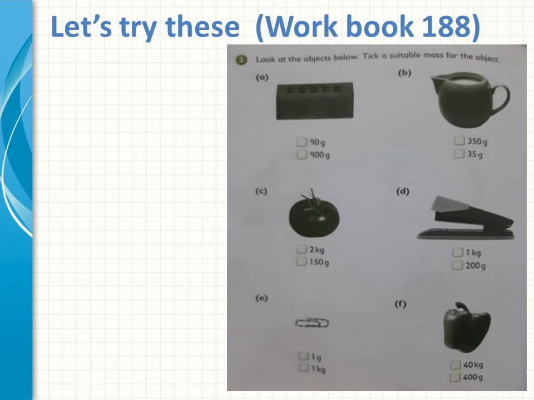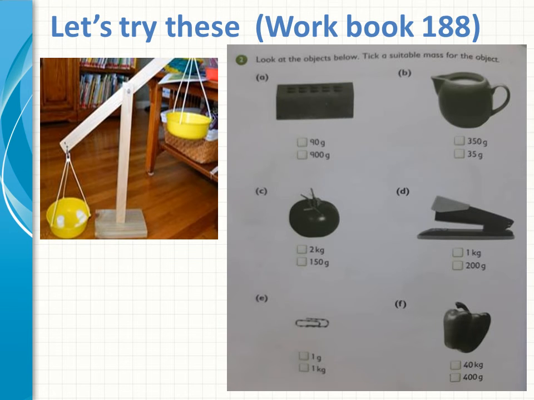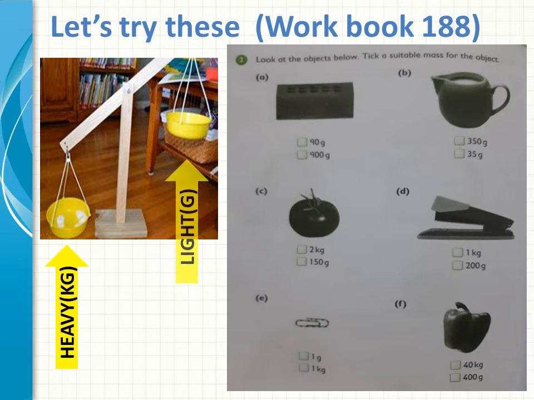108. Now look at this, our workbook page 188. Let's try to solve it. We have these items and it is saying to us we should take the suitable mass, whether it is gram or kilogram. Remember in our last lesson I told you, for a scale, anytime you have something that is heavy on a scale, it is in kilograms, and when it is light, it is in gram.